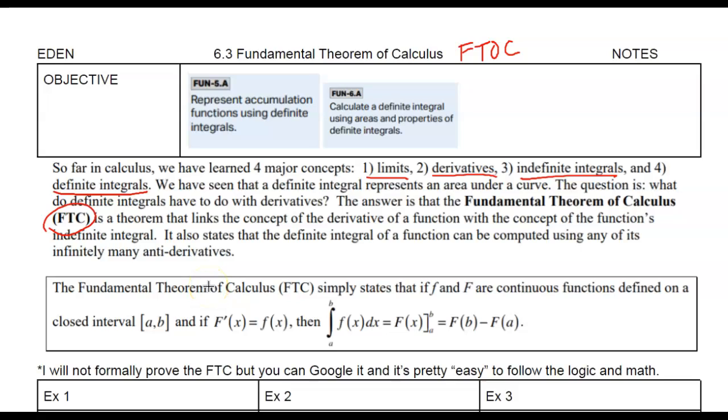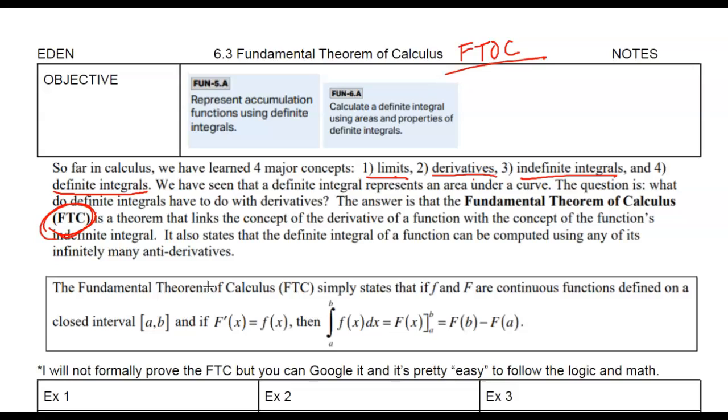Okay, so let's talk about 6.3. This is the fundamental theorem of calculus. I'm going to abbreviate it as FTOC. You might also see it abbreviated as just FTC, all right? So basically we have done limits, derivatives, indefinite integrals, and definite integrals.